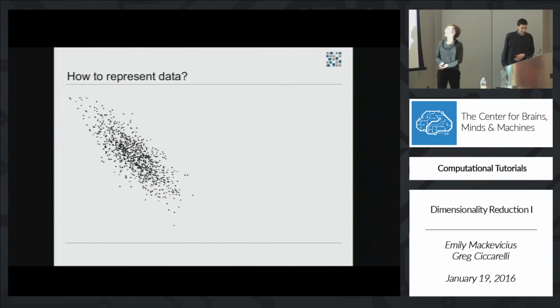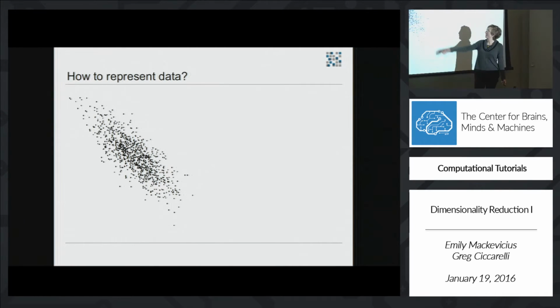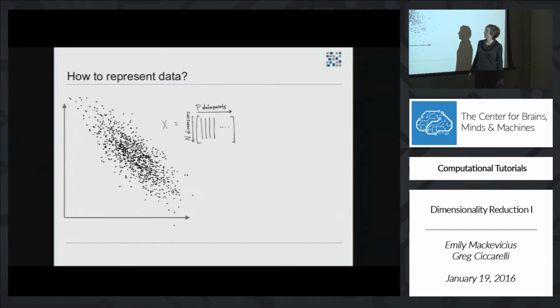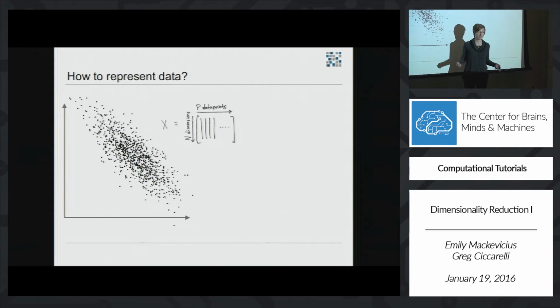Cool, thank you. So as Greg introduced, when you have data, you have some choices about how to represent it. Let's say that this is some data that I recorded, and I took 2 recordings. It could be positions of an animal in a 2D arena. It could be recordings from 2 different electrodes, from 2 different voxels. But at each point, I made 2 measurements, and I'm plotting it in 2D space.